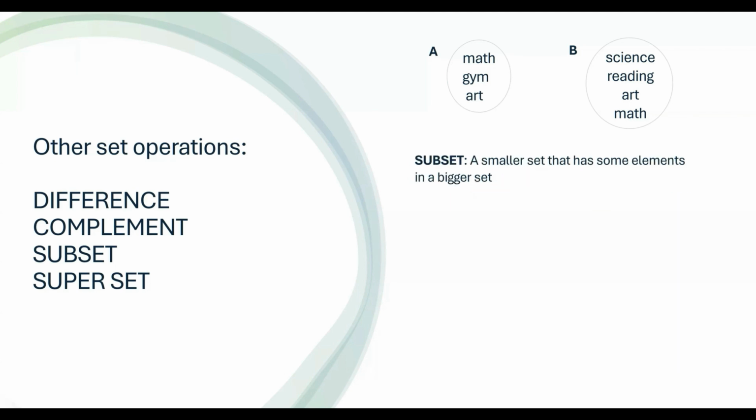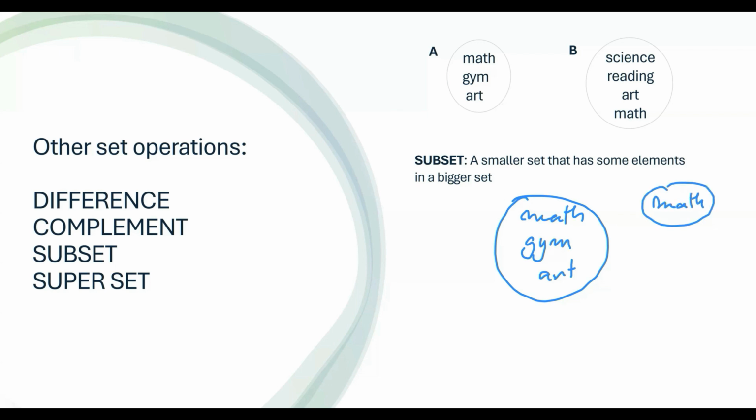Now, subset. A subset is a smaller set that has some elements in the bigger set. So if you take set A, which has math, gym, and art, a subset of A could be just math, or it could be math and gym, or it could be just gym, or it could be just art.